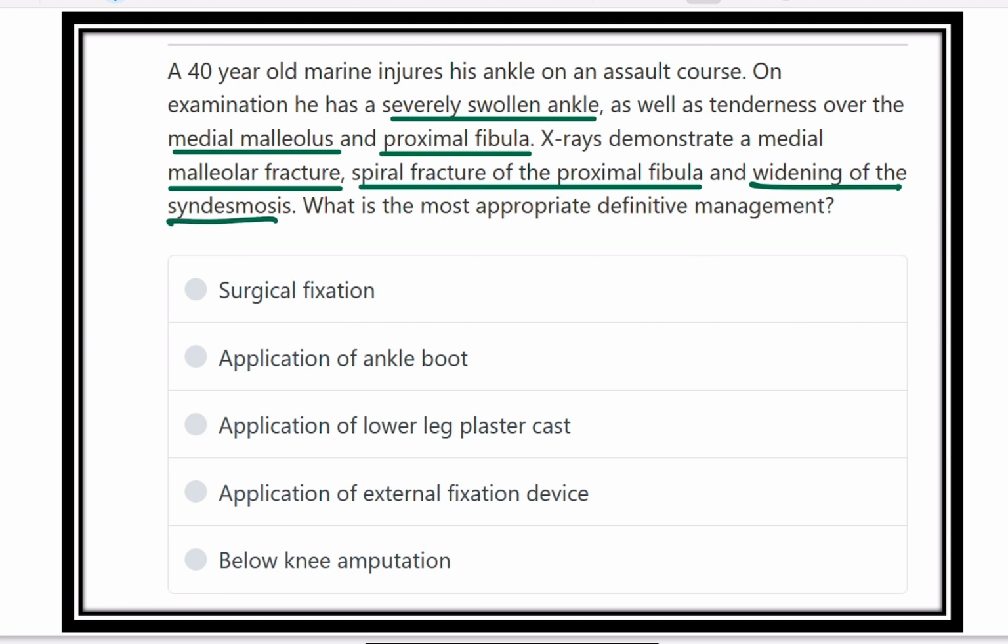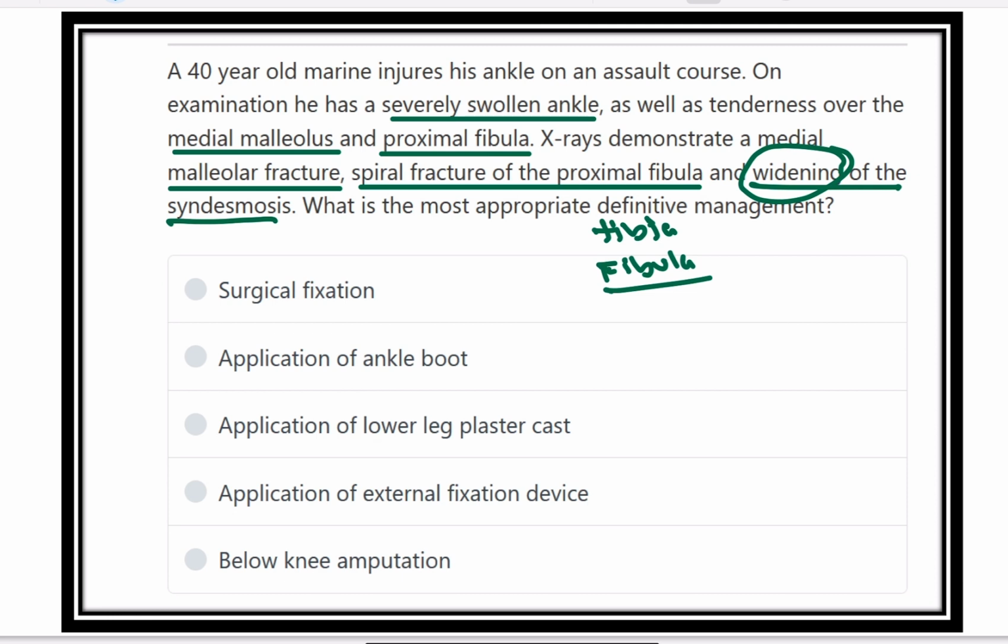Here the findings are a severely swollen ankle. That means there is a chance of fracture, and also tenderness over the medial malleolus and the proximal fibula. And X-ray demonstrates a medial malleolar fracture and also a fracture of the proximal fibula. That means a two-point fracture. One of them is the medial malleolus, which is part of the tibia, and the other is the proximal fibula. That means two bones are fractured, one is the tibia, another one is the fibula, and also there is widening of the syndesmosis. That means there is displacement.